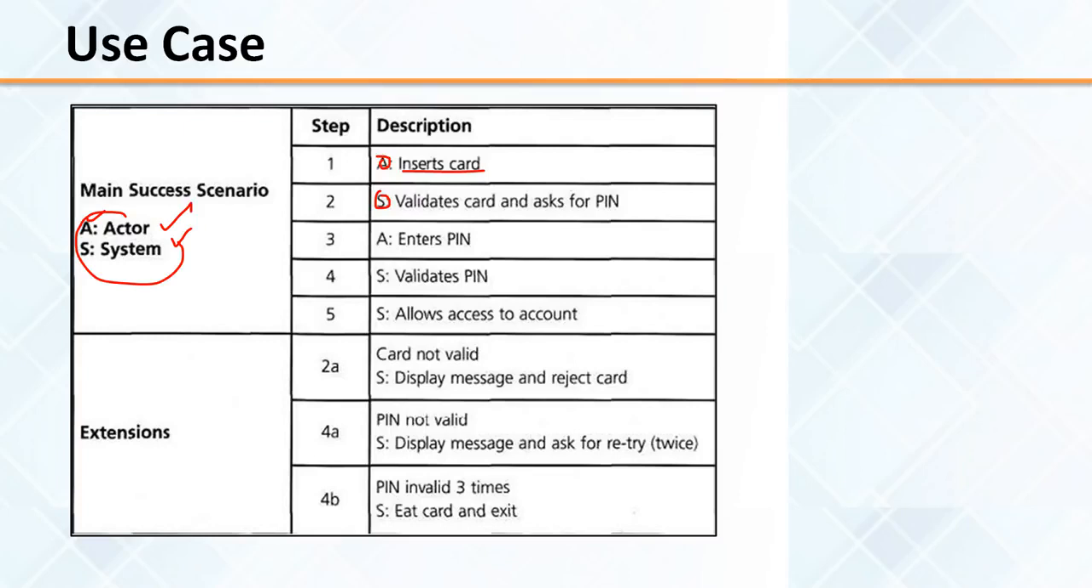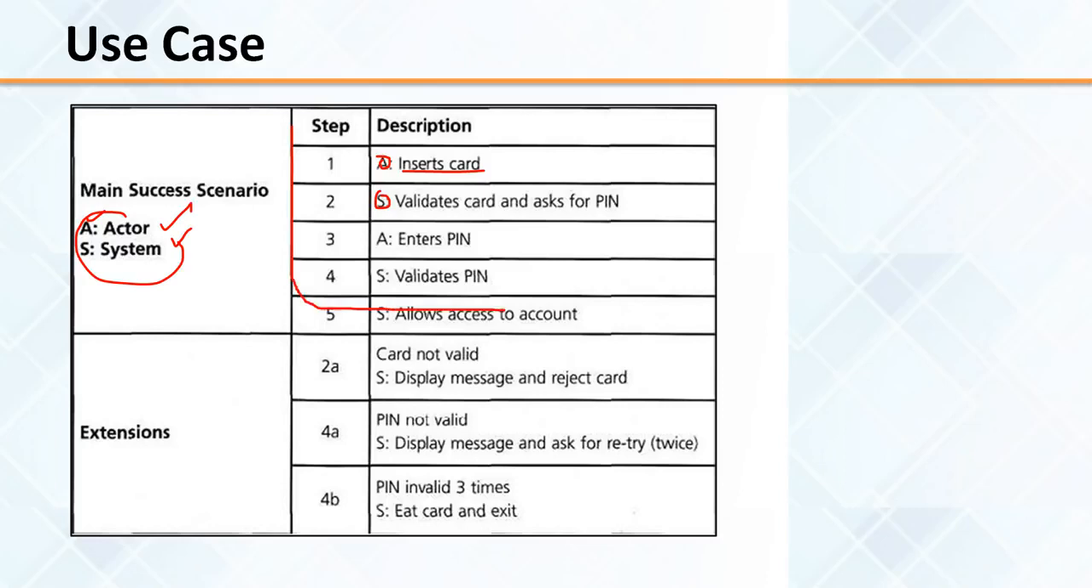So what actor will do now? Enters the pin. So actor will perform the action. Entering the pin is an action. Now what system will do? It validates the pin. And then what system will do? Allows access to account. So this is the first scenario. These are the steps actually. These are the steps 5.